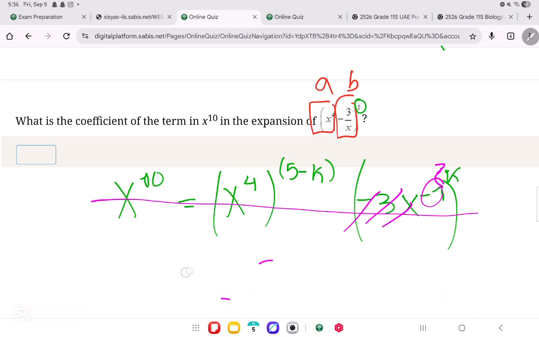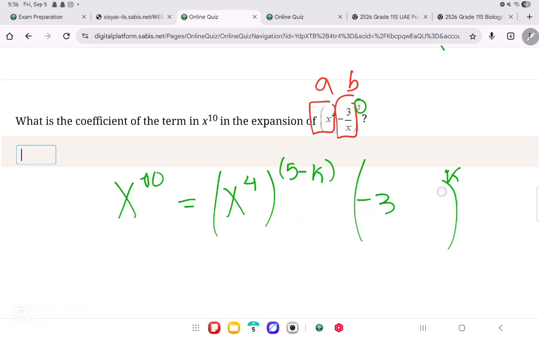Now, we bring back the old equation that we had over here and return everything back to normal. So x to the power of minus 1 becomes 3 minus 3 over x. And now we substitute k with 2. Perfect. But is this what we want? No, we want the coefficient of the x to the power of 10. So what do we have now?